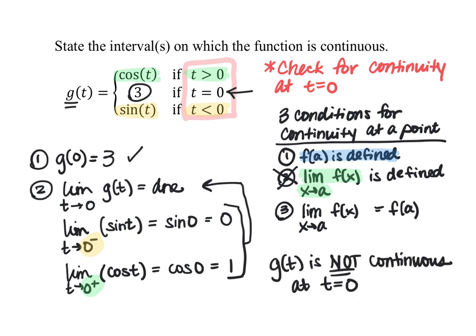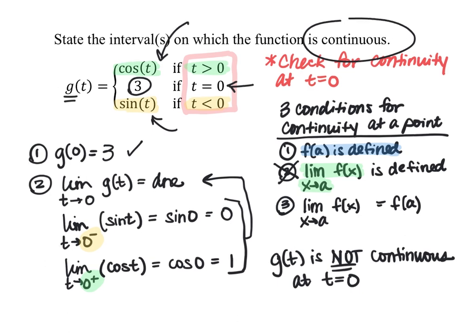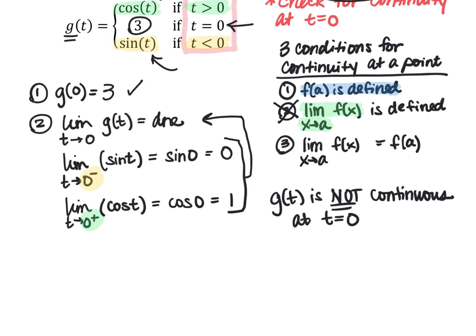Now, if you reread the actual question here, it said state the intervals on which the function is continuous. So we've determined that the function is not continuous at t equals 0. Therefore, it is continuous everywhere else. And since the domain of both cosine and sine is all real numbers, we can say that this function is continuous at all real numbers except for 0.